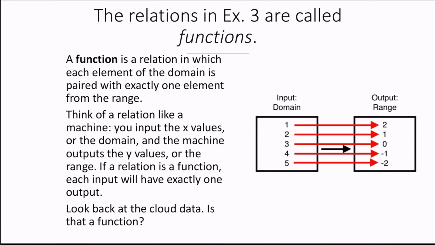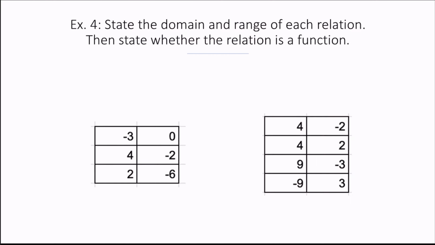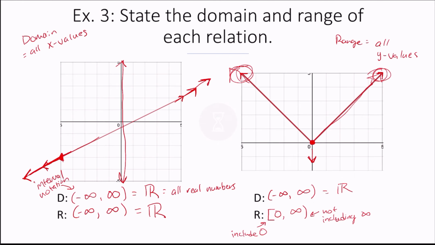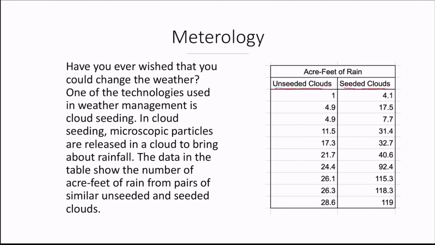So you can think of a relation function like a machine. You input the x values, or the domain, and the machine outputs the y values, or the range. If the relation is a function, each input will have exactly one output. Look back at the cloud data. Is that a function? So, go back to the cloud data.